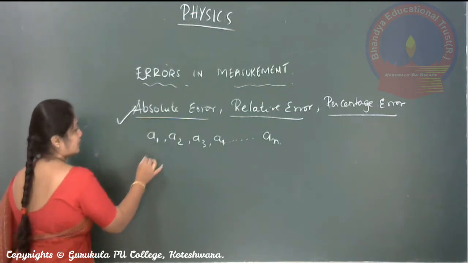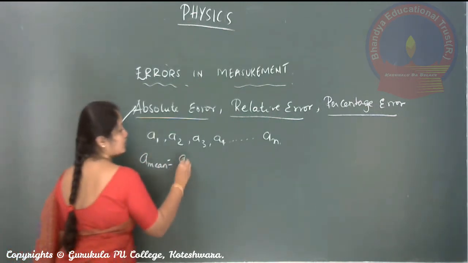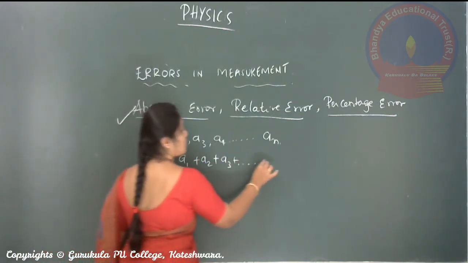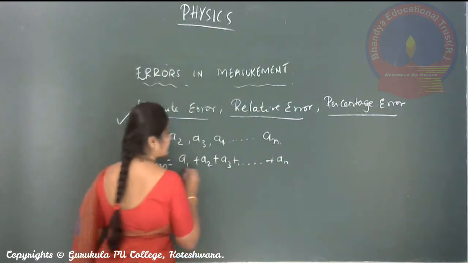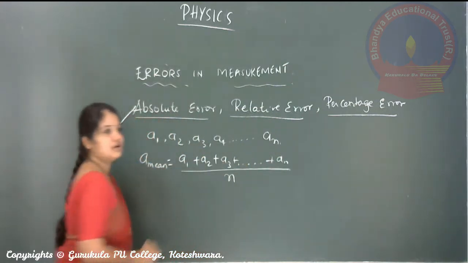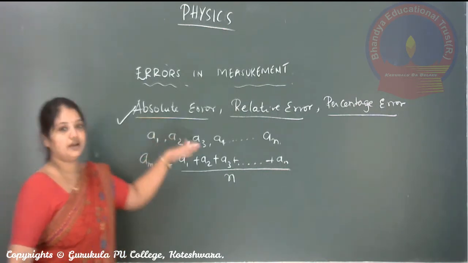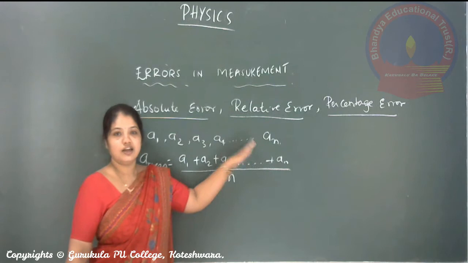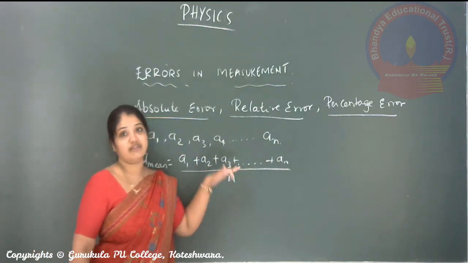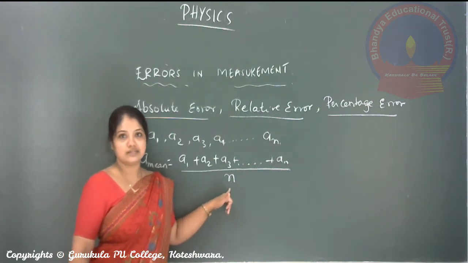So in order to have accuracy, I will take a mean of these. Therefore, A of mean will be equal to A1 plus A2 plus A3, and so on up to A of n, divided by the number of observations I have taken. If there are A1, A2, A3, A4, A5, then A1 plus A2 plus A3 plus A4 plus A5 is divided by 5, so 5 trials I have done.